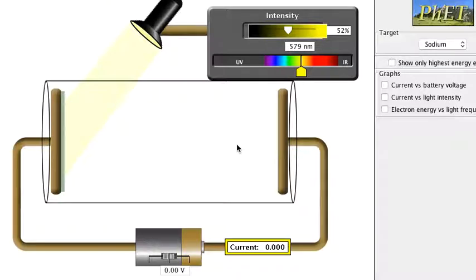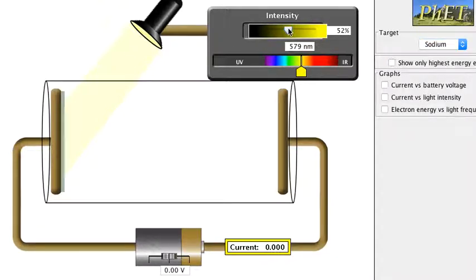Hello everybody, this is a PhET simulation showing the photoelectric effect. Essentially here is a metal, in this case it is sodium. We can change it to different metals, but that's sodium metal. And this is light being shined on it.